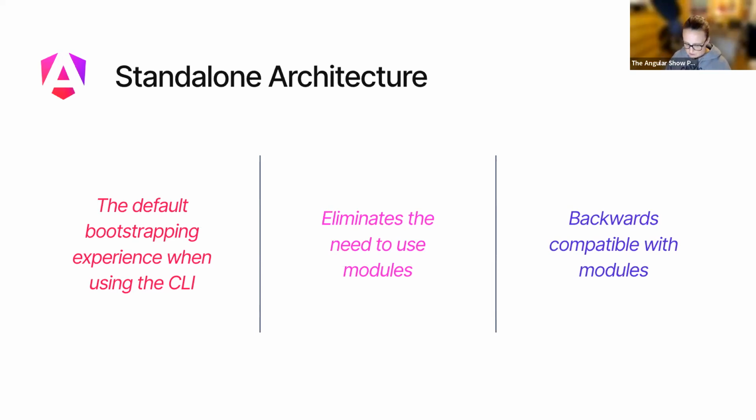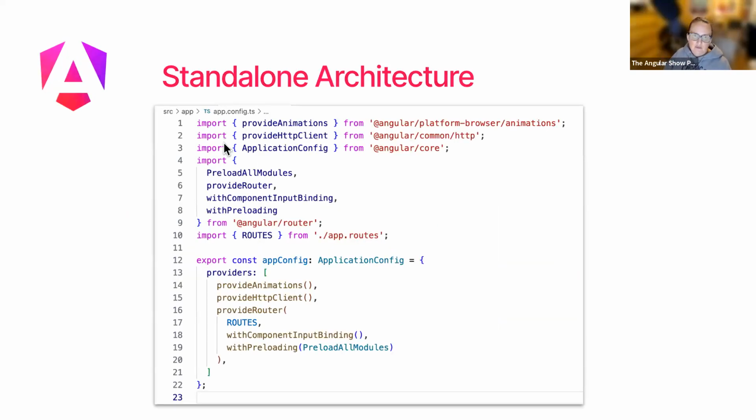So in version 15, we got the concept of a standalone component. All of the ingredients you need to render that class are inside the decorator of the class. And this will now become the default bootstrapping experience when using the CLI. Previous to standalone components, we used to bootstrap Angular applications using an Angular module. So this now eliminates the need for modules. However, it remains backward compatible with modules. So that's really great if you are ever on a team and you have module-based components, they work fine together with the standalone components.